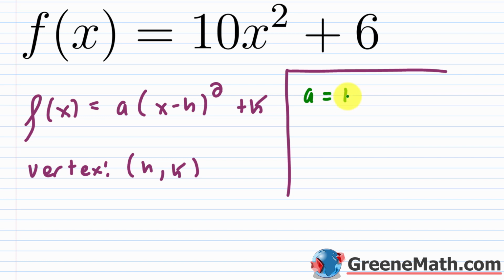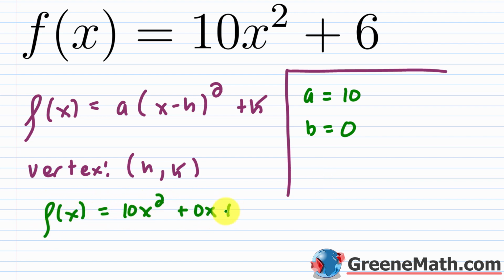A is going to be 10. What's our b in this case? Again, when it sets up like this, it's going to be 0. You could write f of x is equal to 10x squared plus 0x plus 6 if you need to. So then what's your h? Well, in this scenario, your h is going to be 0, because again, it's -b, and b here is 0, so the negative of 0 is still 0, over 2a.